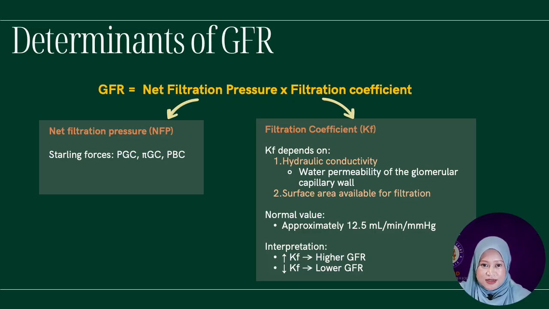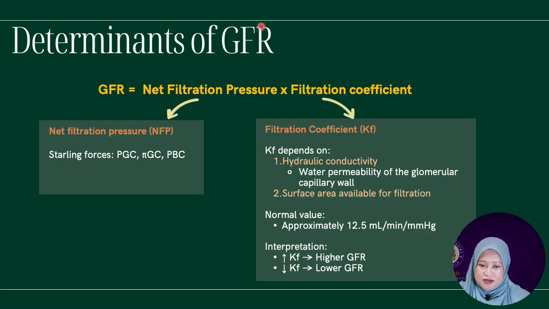Okay, now that we understand what GFR is, the next question is, what determines it? GFR depends on two main factors: the net filtration pressure and the filtration coefficient. We have already discussed the net filtration pressure. It is determined by the three Starling forces: glomerular hydrostatic pressure, plasma oncotic pressure, and Bowman's capsule pressure. So that tells us how strong the driving force for filtration is.